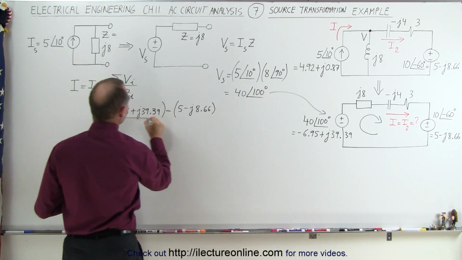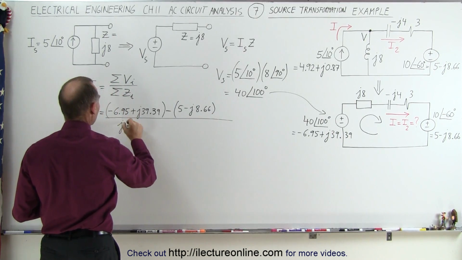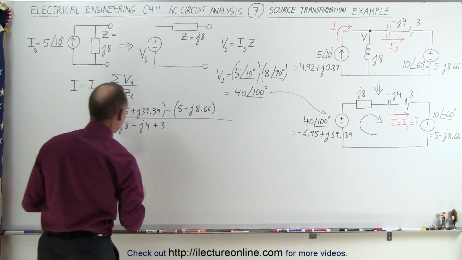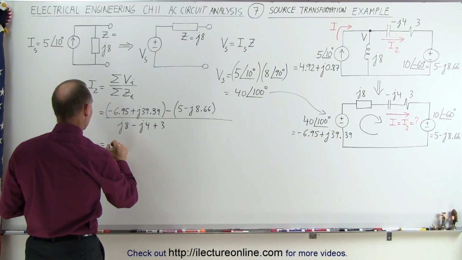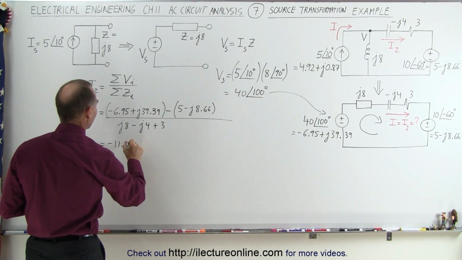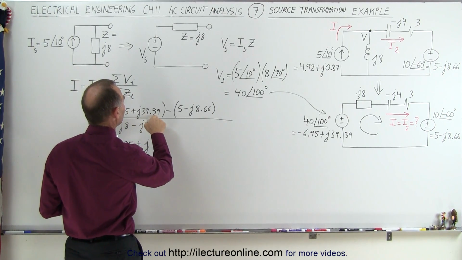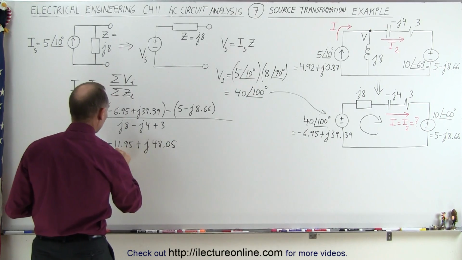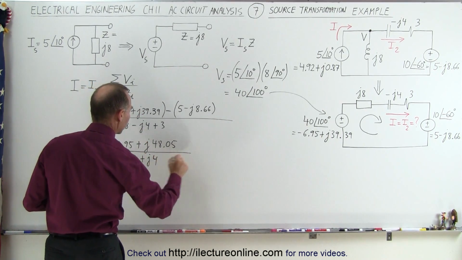And now we divide that by the total impedance of that circuit. So we have J8 minus J4 plus 3. Okay, so this is going to be equal to 6 minus 5, that's minus 11.95 plus J, let's see here, that's 48.05, all divided by 3 plus J4.